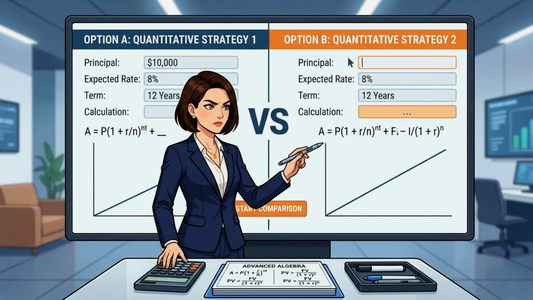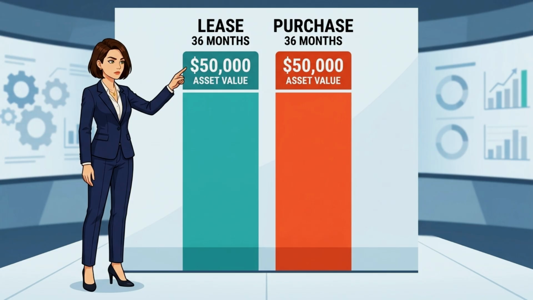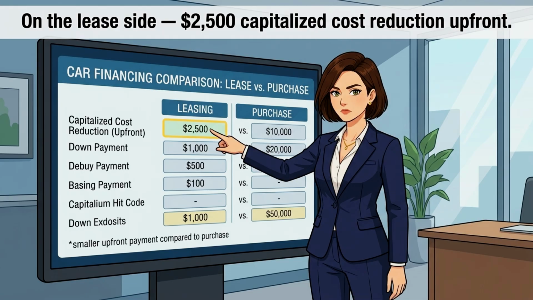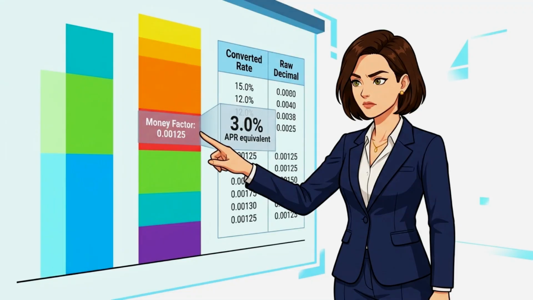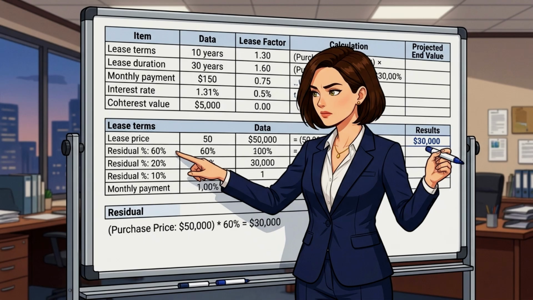Let's run the actual math comparison. Same $50,000 asset, leased for 36 months versus purchased with financing over the same term. On the lease side, $2,500 capitalized cost reduction upfront, money factor of 0.00125, that's a 3% equivalent APR, residual value of 60% or $30,000.